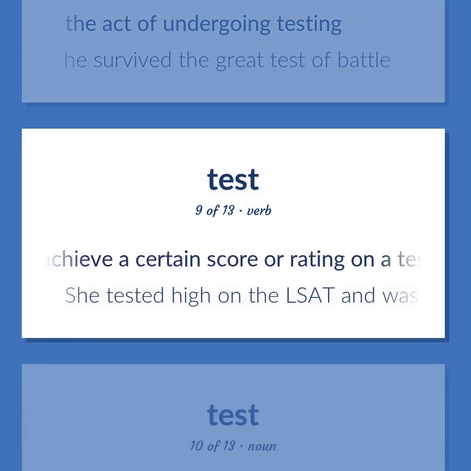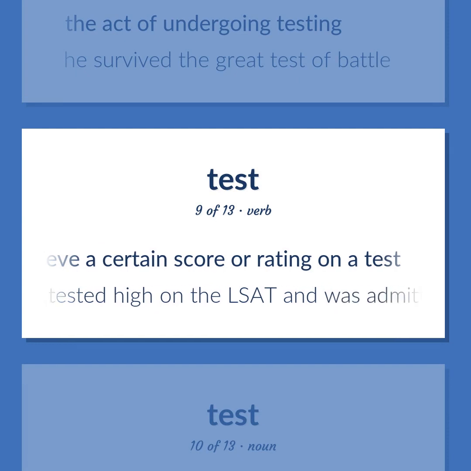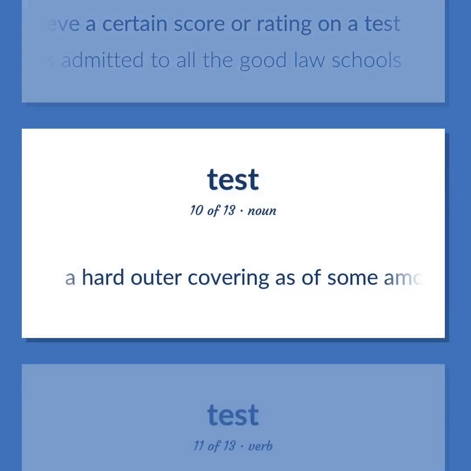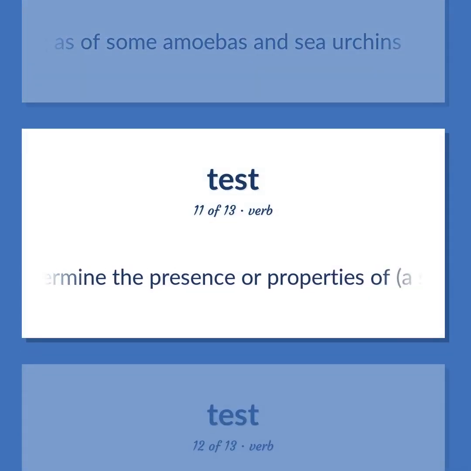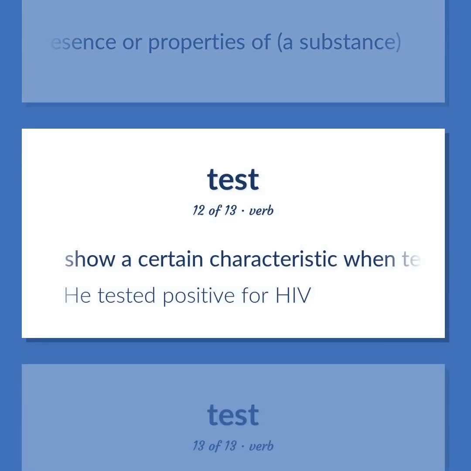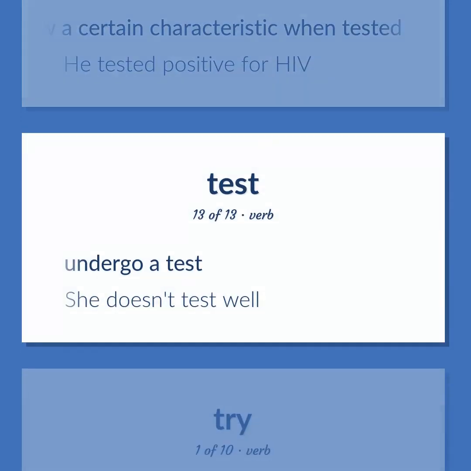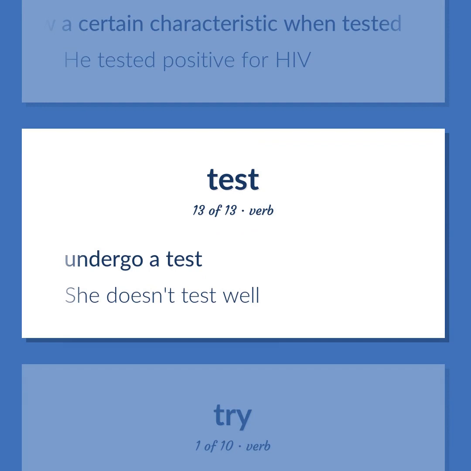Achieve a certain score or rating on a test. She tested high on the LSAT and was admitted to all the good law schools. A hard outer covering as of some amoebas and sea urchins. Determine the presence or properties of a substance. Show a certain characteristic when tested. He tested positive for HIV. Undergo a test. She doesn't test well.